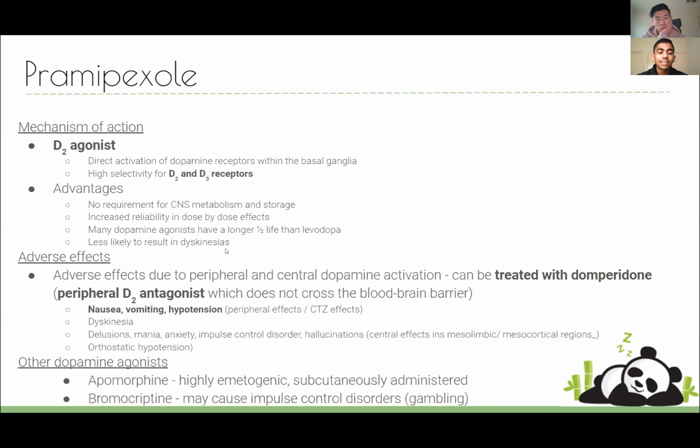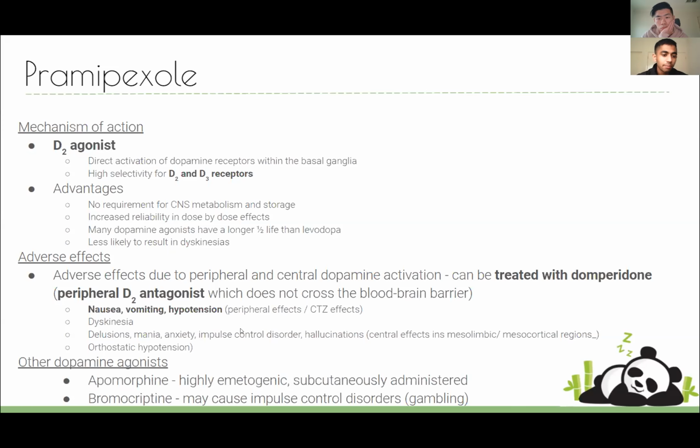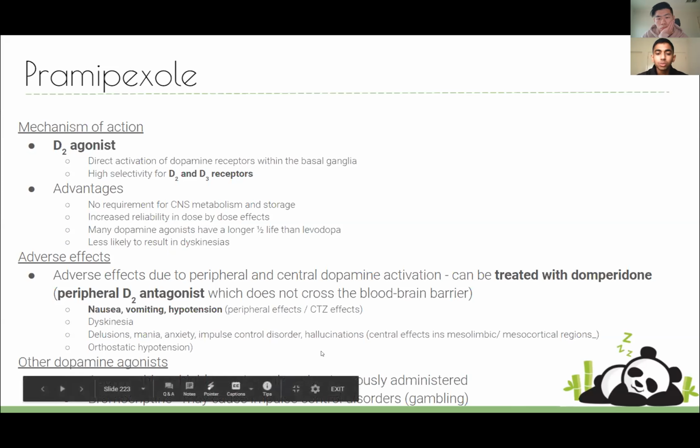We've got less likely to have side effects, and we don't have to think about those metabolism considerations. The most important adverse effect is that it's really good at causing nausea and vomiting, because it's going to be acting on both your peripheral dopamine receptors in the stomach that I was talking about mainly, as well as the brain. So we can give them domperidone, which is a peripheral dopamine antagonist, in combination with that.